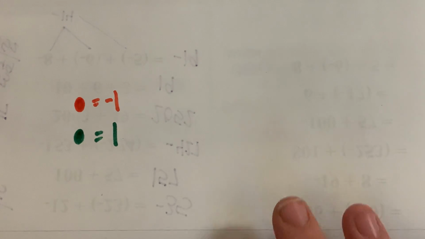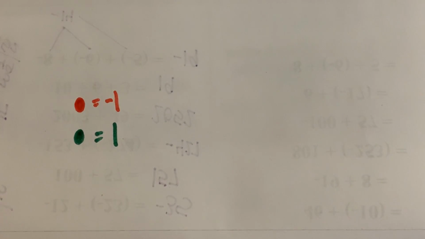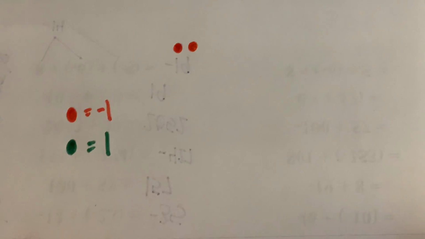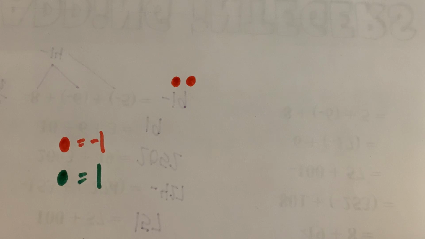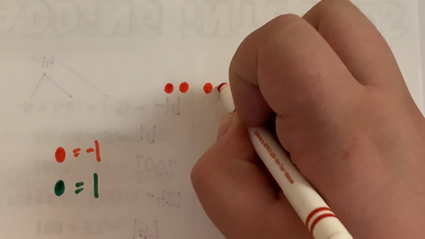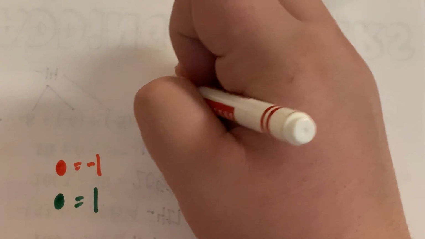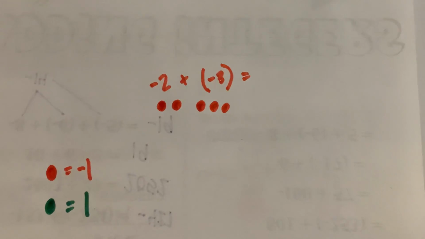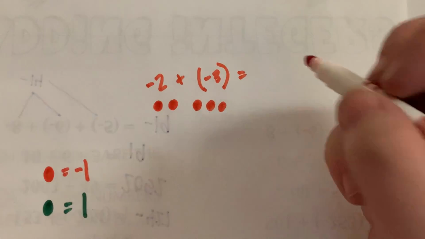We're going to say that a red dot is -1 and a green dot is +1. Okay, so if I have two red dots, what do I have? Negative. -2. What if I add 3 more negatives? -5. Should it be -5? Right, this would be like -2 plus -3, and everybody would say, oh, this equals -5.